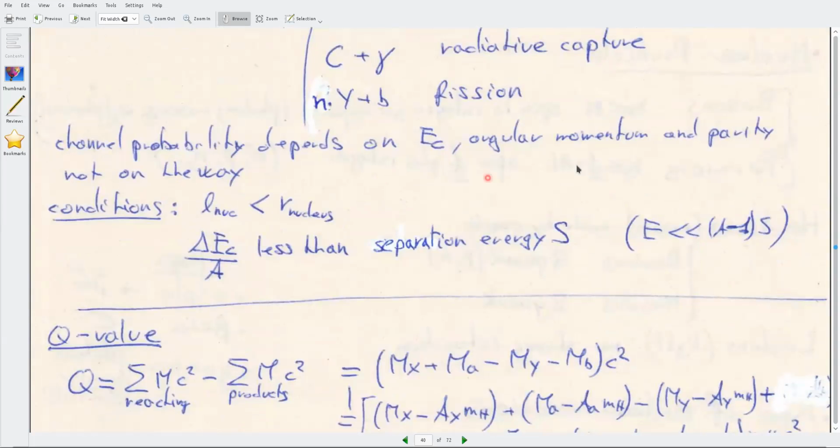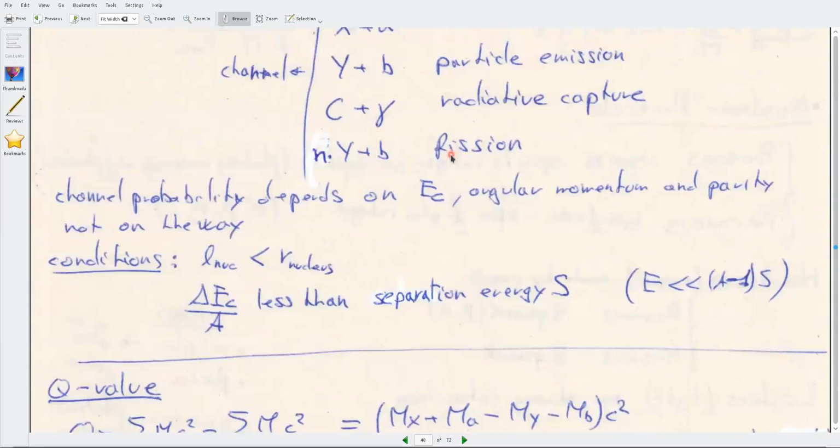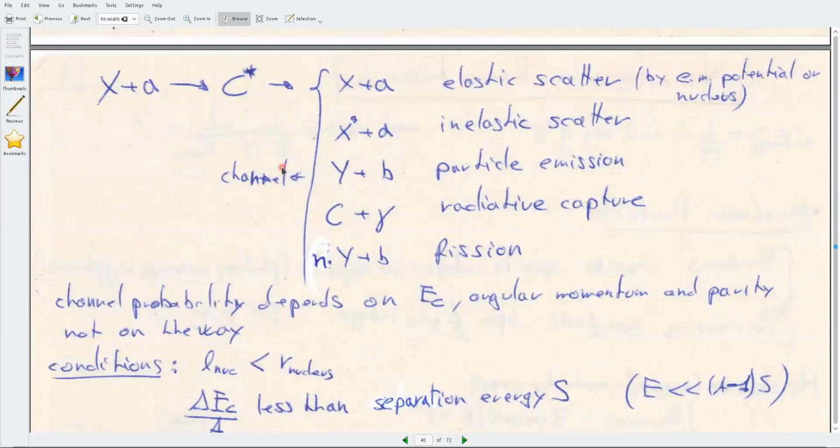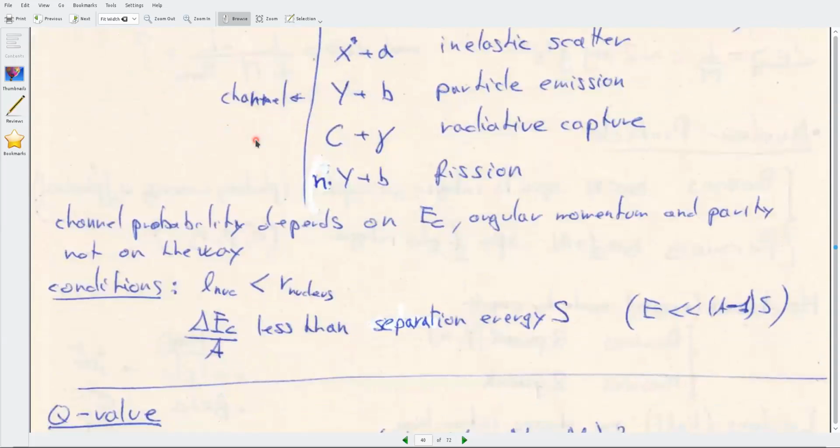The channel parameters depend on the energy of this excited nucleus, the angular momentum, the parity, not on the way it was produced. If you produce the same excited nucleus in several ways, the channels going outside depend just on its state. Essentially, forget how this was produced, it depends just on the situation.